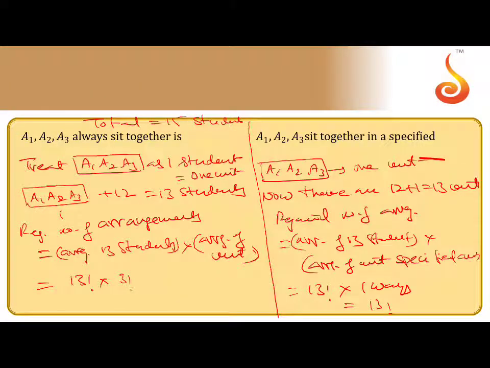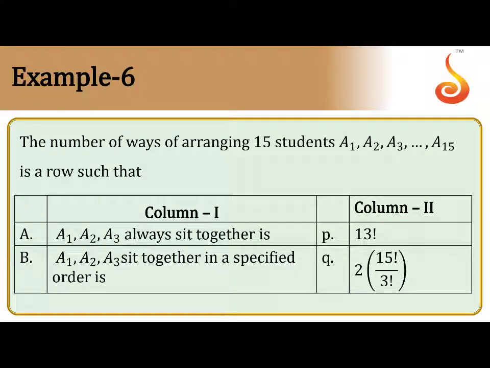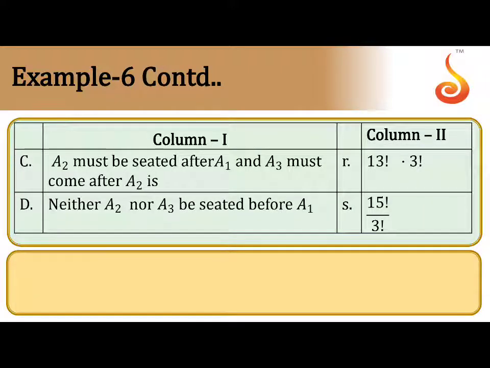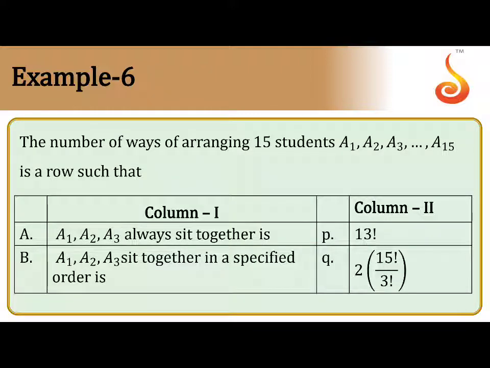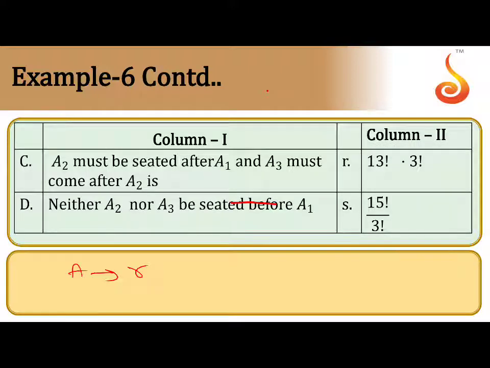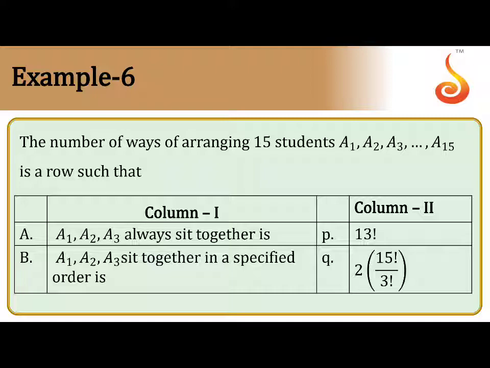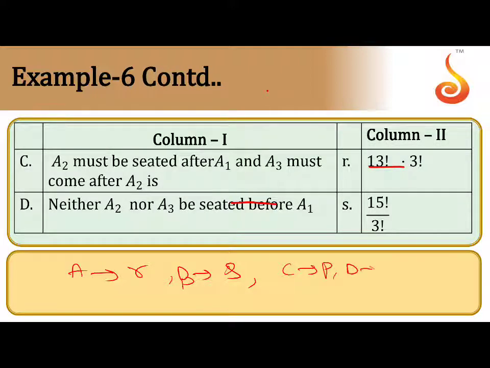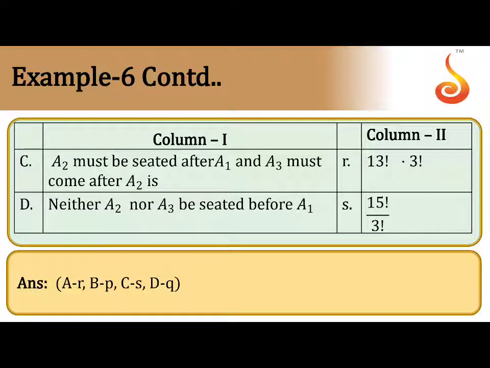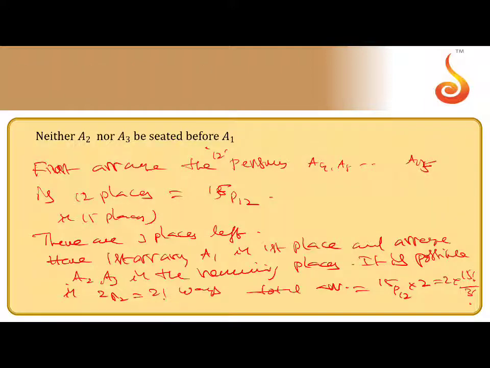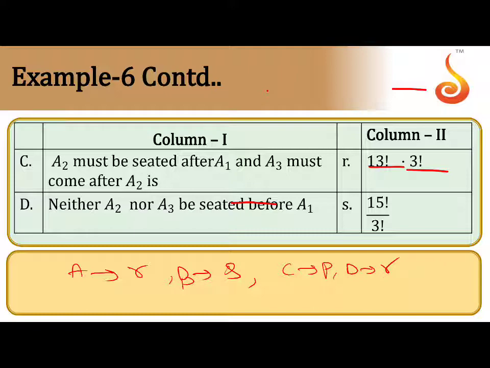Now let us take the proper answers. A1, A2, A3 always sit together: A matches with R. Next, B, the specified order, is 15 factorial by 3 factorial, so B matches with S. Now C matches with 13 factorial, that is P. And D is Q. Check the answers they have given. So AR, BS, CP, and DQ.